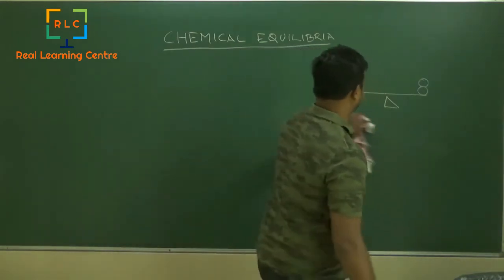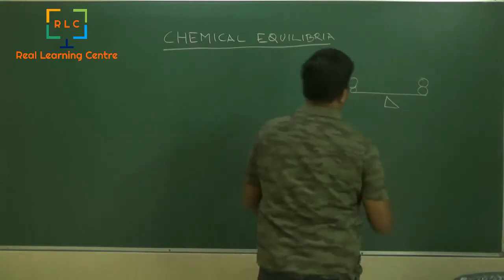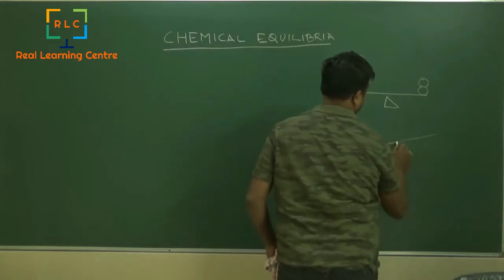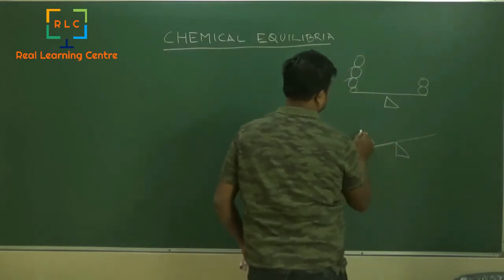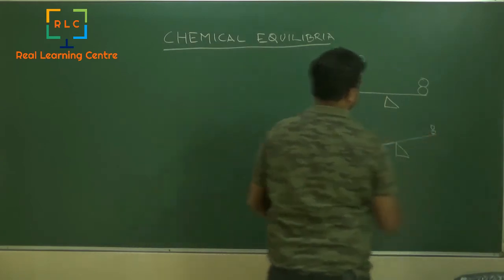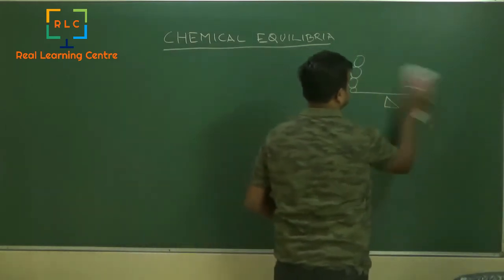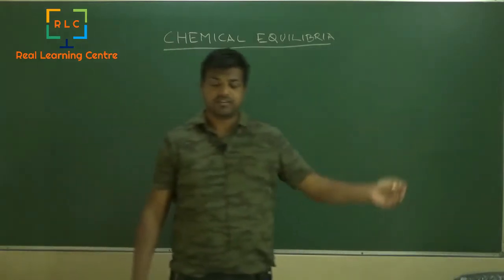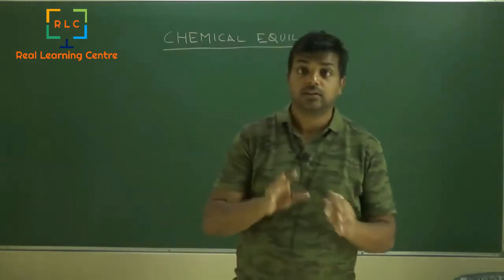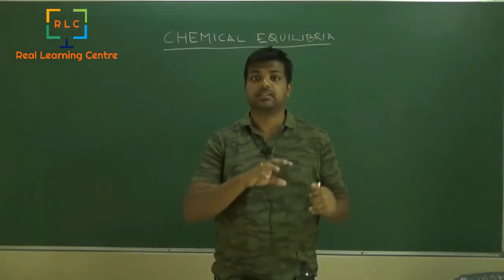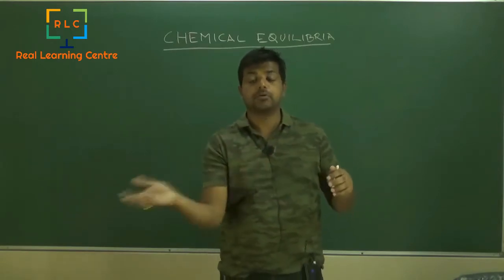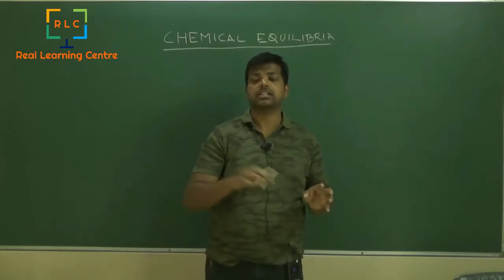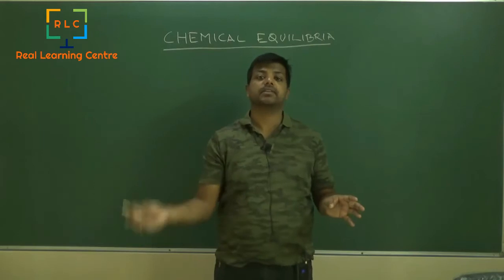Similarly, if there was a higher weight on this side, then it will tilt on this side. Now what happens in chemical equilibrium is, at any point of time, there are two kinds of reaction that are happening: a forward reaction and a backward reaction. Now this is applicable only for reversible reactions, that means reactions which can go in both the directions. I am talking only about reversible reactions, reactions which can be reversed.